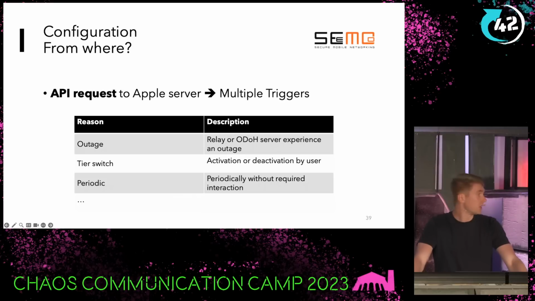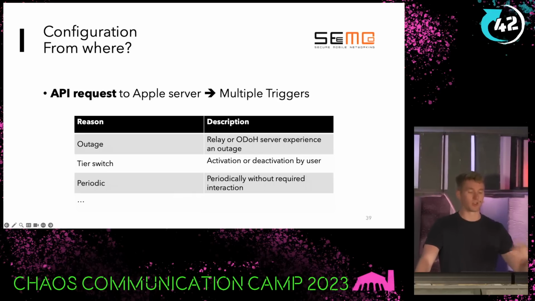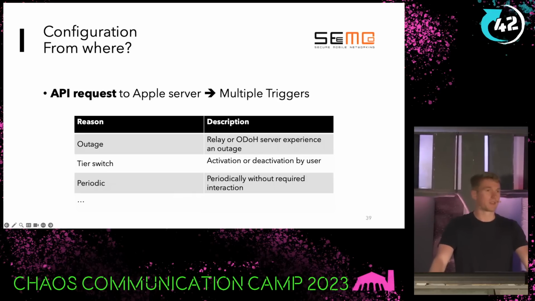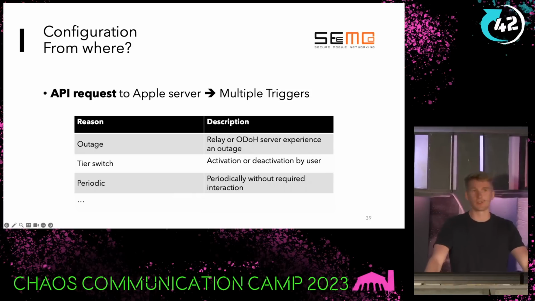So for example, if a relay which you are currently connecting to experiences an outage, the configuration is fetched again. If you press this enable button or disable button inside the settings, you fetch a new configuration. And also, it is fetched periodically, so without required user interaction, like, for example, every 8 hours.